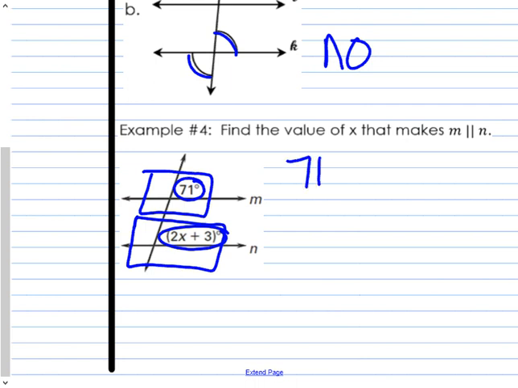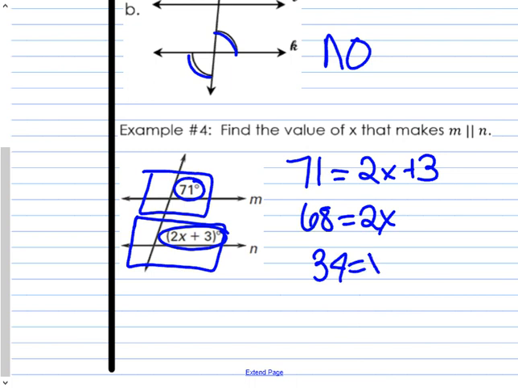So I'm going to set them up. 71 equals 2x plus 3. I'm going to pretend that they're congruent to each other to figure out what x would have to be. So we subtract 3 from both sides, divide by 2, and we get x equals 34. So if x was 34, that would make the two angles congruent to each other. And if they were congruent to each other, that would mean that the lines would be parallel because those two angles are corresponding angles.